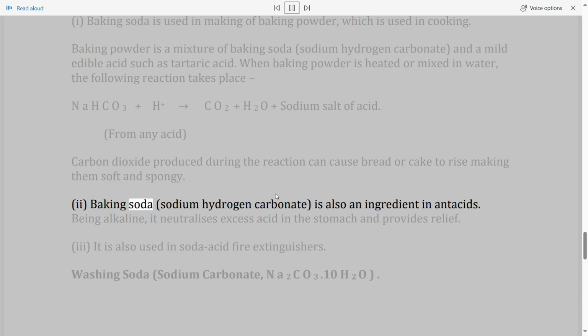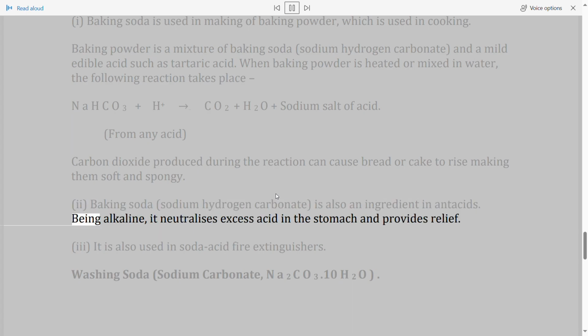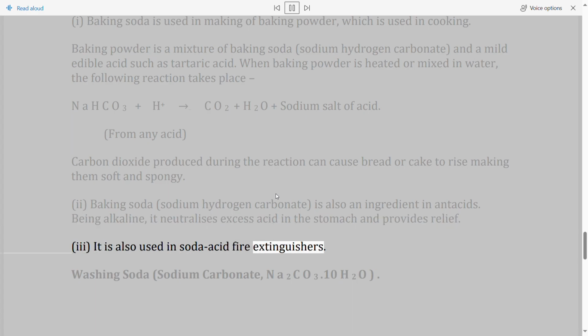2. Baking soda, sodium hydrogen carbonate, is also an ingredient in antacids. Being alkaline, it neutralizes excess acid in the stomach and provides relief. 3. It is also used in soda-acid fire extinguishers.